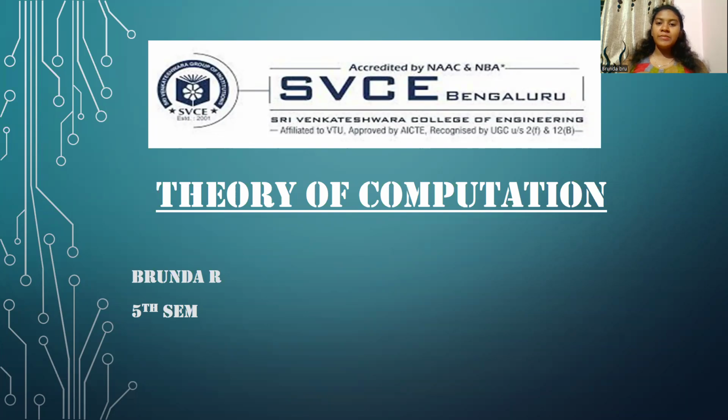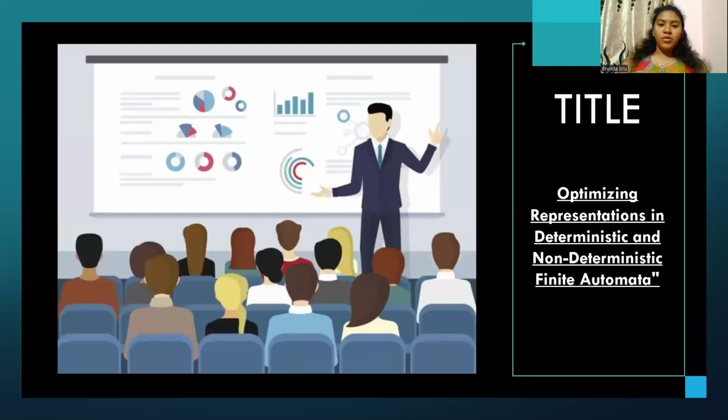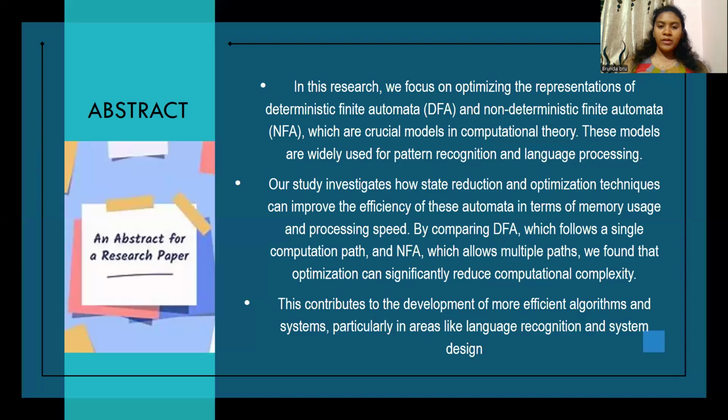So today I'm here to discuss a research paper regarding the subject Theory of Computation. So let's get started with the overview. So we'll be seeing the title, abstract, introduction, methodology, literature review, result, conclusion, and then the references in this presentation. So coming to the title. The title for this presentation will be Optimizing the Representations in Deterministic and Non-Deterministic Finite Automata.